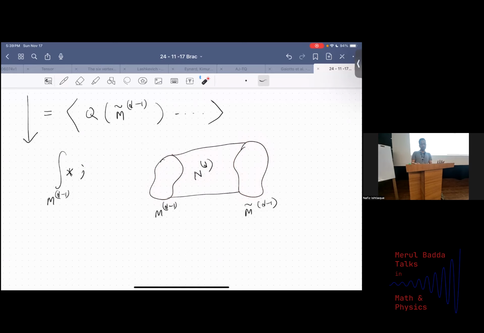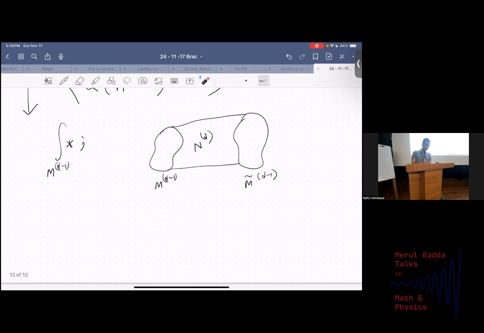Now, if you want an example of this phenomenon, you can take this picture literally, in which case M_{d-1} is literally this closed loop, and M tilde_{d-1} is literally this closed loop. And one is a smooth deformation of the other because I can draw a cylinder such that it has two boundaries, the two boundaries being these two closed one-dimensional manifolds. But of course, this kind of picture holds in general.